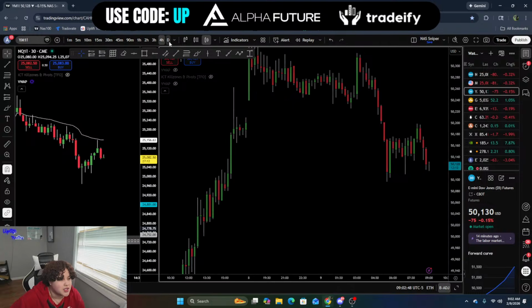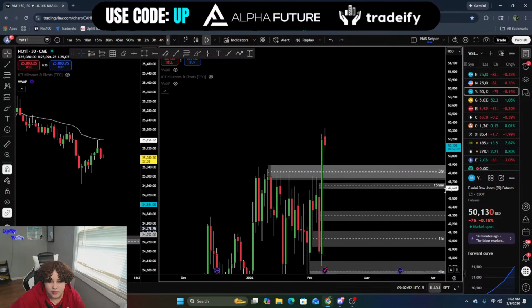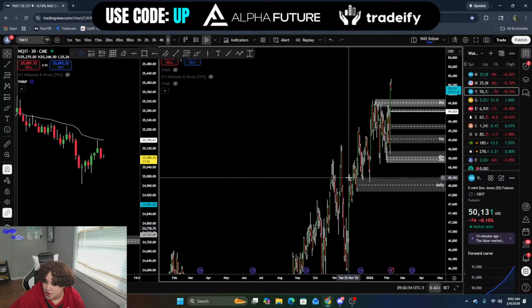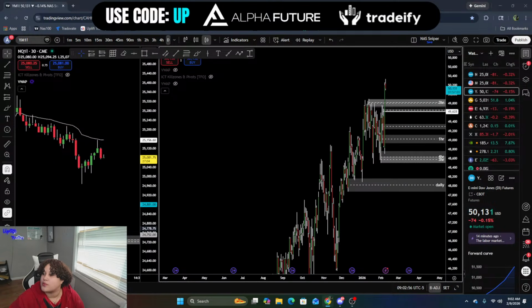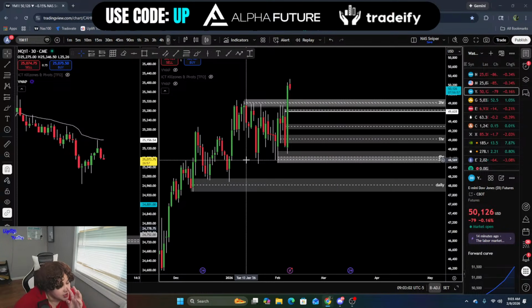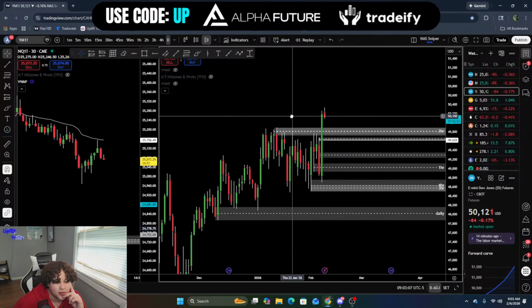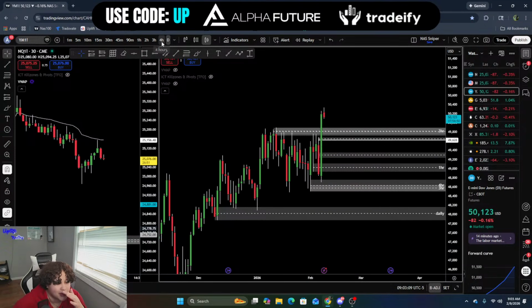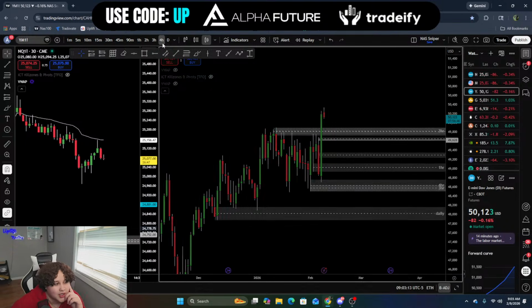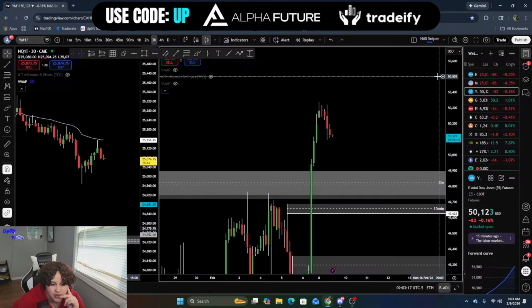Let's start with US 30 because I feel like that's the easiest one. On US 30, these are zones that I drew last time, but either way, there's no other zones for me to mark. So I'm not going to erase these zones. I'm also not going to draw new ones because there are no new ones.